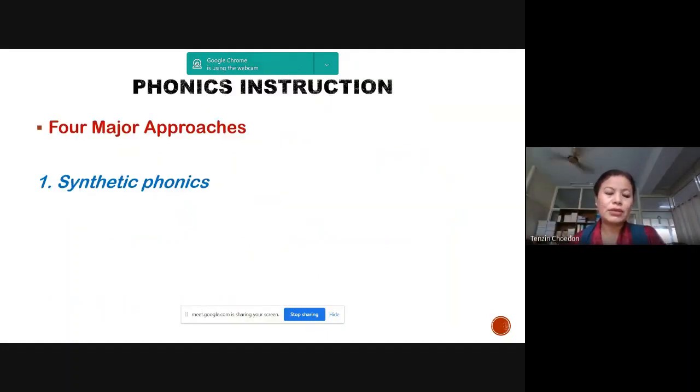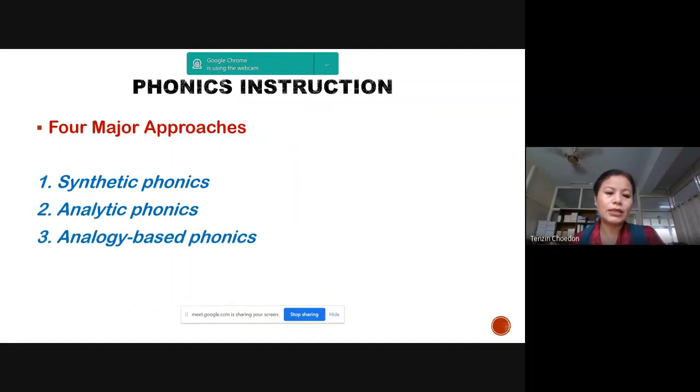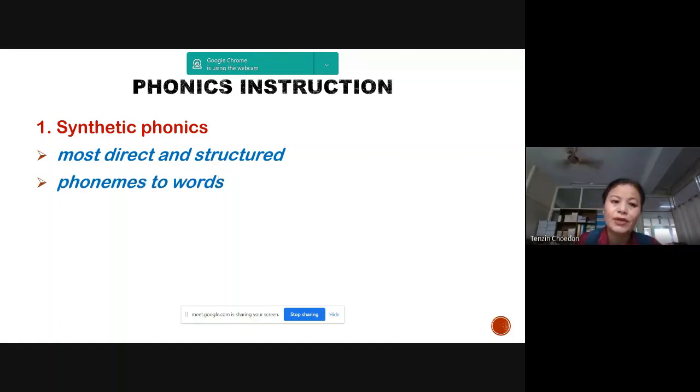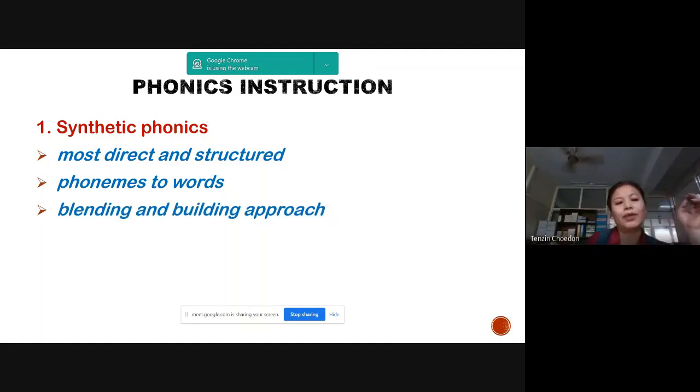Okay, four major approaches, like I told you: synthetic, analytic, analogy-based phonics, and then embedded phonics. I'll just discuss synthetic phonics and then we will carry on with the remaining in our next session. Okay, most direct and structured: phonemes to words. Okay, so in phonemic awareness, you have noticed, right? Phonemes to words. So it applies in this way.